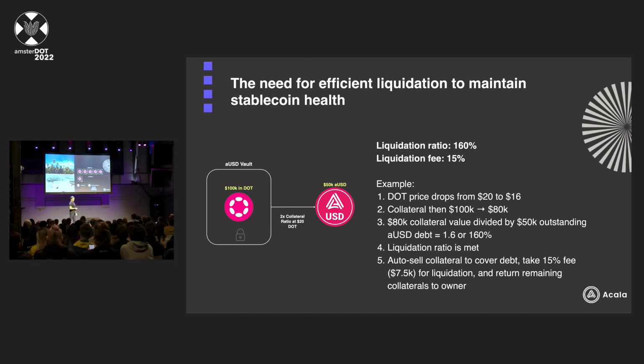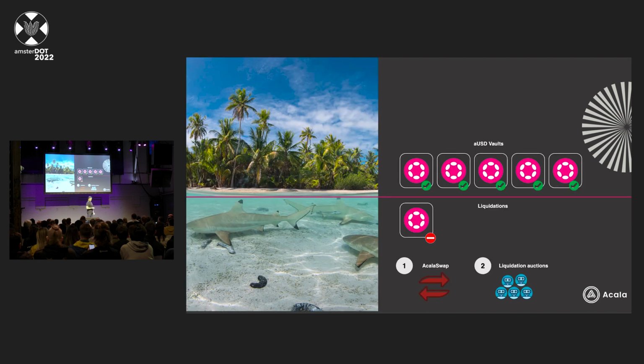This is a metaphor I came up with for these vaults. Above the water: safe, blue skies, palm trees. Below the water, you've got sharks waiting for you. So you want to avoid going underwater. Liquidations happen in a couple ways on Acala. Number one, Acala Swap. This is the DEX that we built into our chain specifically for this reason. The main purpose of Acala Swap is to facilitate liquidations in the background.